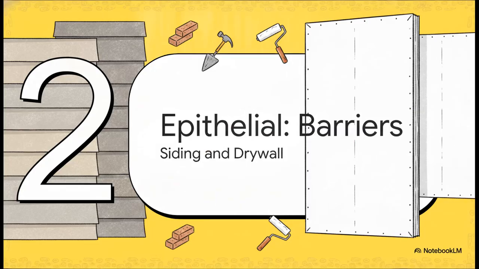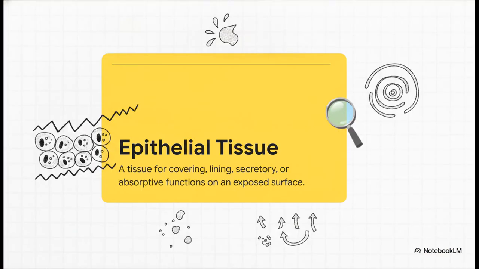Moving on to section 2, epithelial, the body's barriers. This is our siding and drywall. So, if we're building a house, think of epithelial tissue as the siding on the outside and the drywall lining the inside. By definition, it covers and lines exposed surfaces in the body. It acts as a physical barrier to protect you, for sure, but it also regulates what comes in and out, and it produces secretions through glands, like sweat and oil. And because it's constantly exposed to wear and tear, it has this massive capacity to regenerate. It's basically constantly replacing itself just to keep your physical barriers intact.